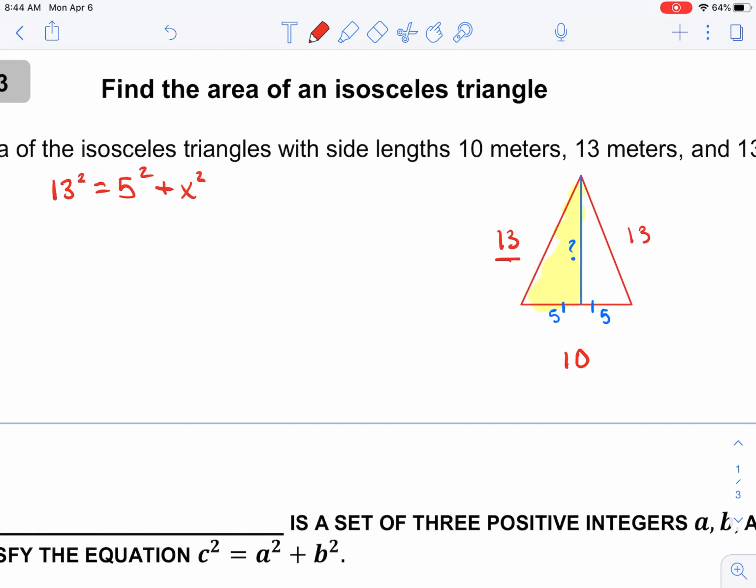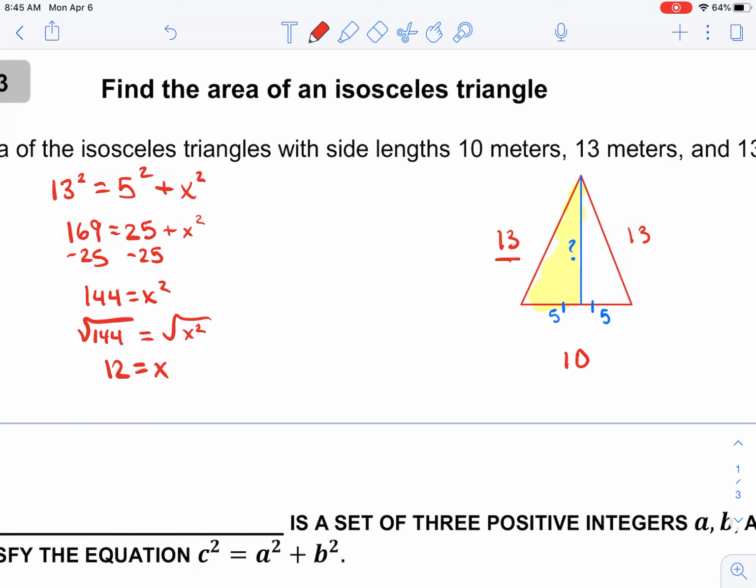All right, and then I have to solve. So 13 squared is 169 equals 25 plus x squared. If I subtract 25 from both sides, we'll get 144, which is perfect, because hopefully you see that that is actually a perfect square. So when you take the square root of both sides, you get that x equals 12. Okay, so that means that this altitude or median is 12.